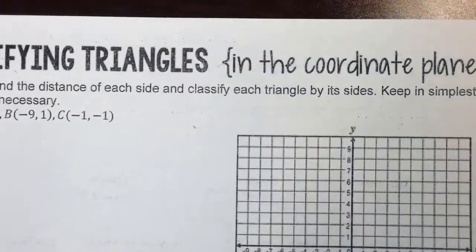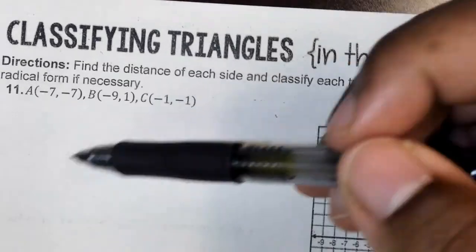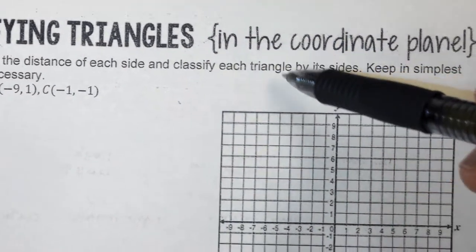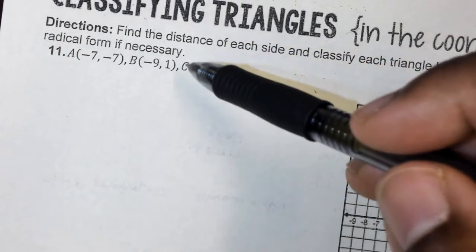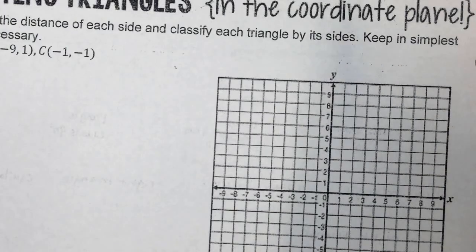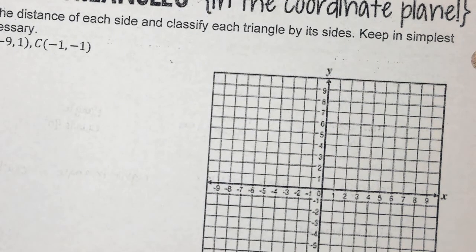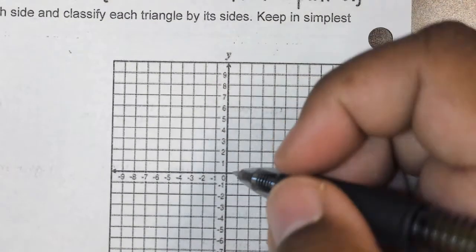Alright. So in the back, classifying triangles in a coordinate plane. It says, find the distance of each side and classify each triangle by its size. Keep in simplest radical form if necessary. There go that statement in here. Simplest radical form. Going back to that. That's a skill we already know how to do now, though.